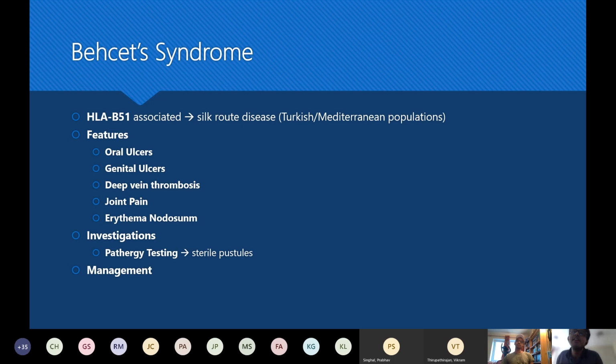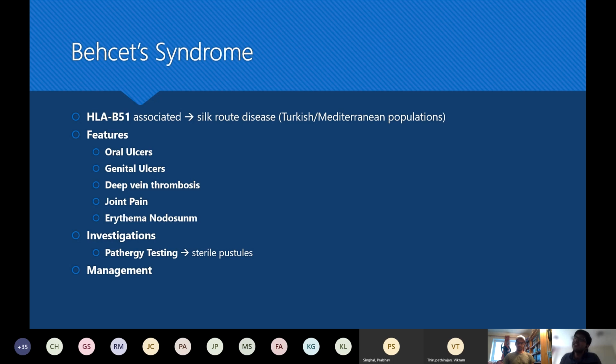Turkish populations mainly. Classic features: deep vein thrombosis, genital ulcers, oral ulcers, and the sign you should be looking for on examination of their skin is erythema nodosum, but spelt correctly. Pathergy test, and you can manage it using immunosuppression. You might give them some heparin to prevent them from clotting, and you can also use colchicine.